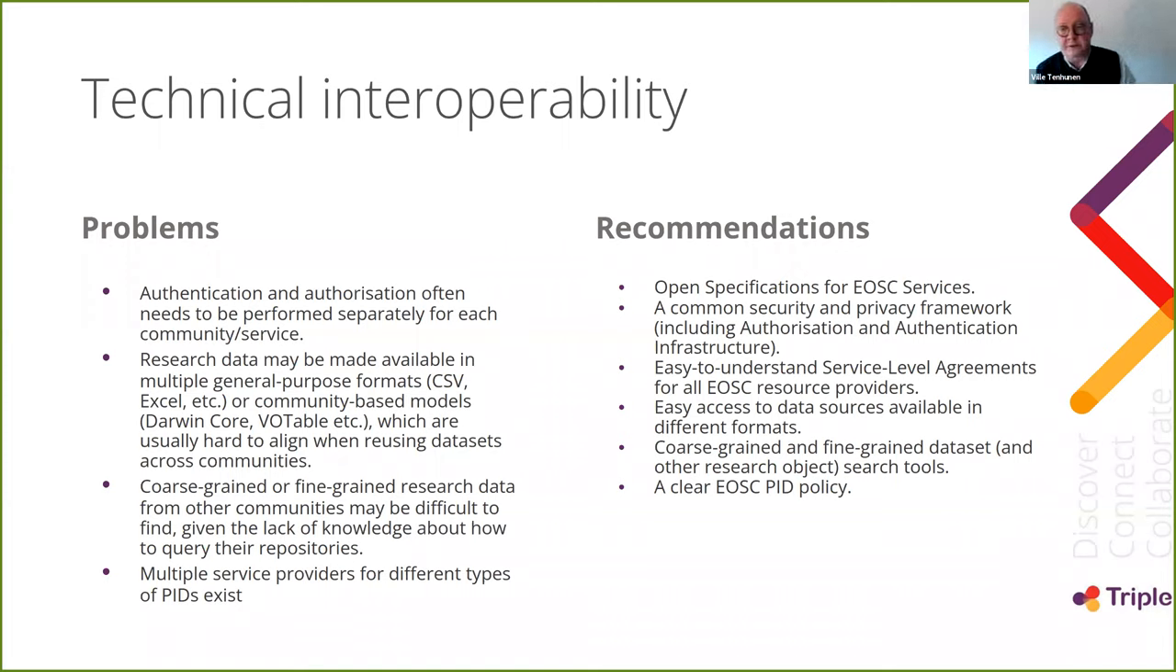For these things, there are a number of recommendations: that we should create a common security and privacy framework, including this authorization and authentication infrastructure. And this is something we are doing in EOSC Future and for the EOSC Core, for example. And easy-to-understand service level agreements. This is something IT people think about: how to combine, what kind of agreements we have to have with those service providers and so on.